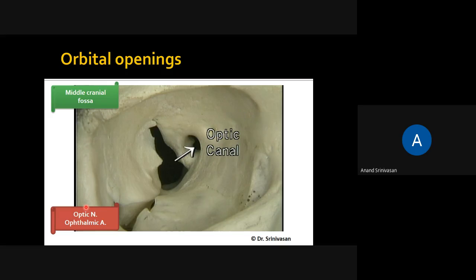Optic nerve is which cranial nerve? It is the second cranial nerve. And the ophthalmic artery is an artery which supplies the eyeball. So these two structures will be passing through the optic canal. The optic nerve is the one responsible for vision, the one which comes out of the retina.